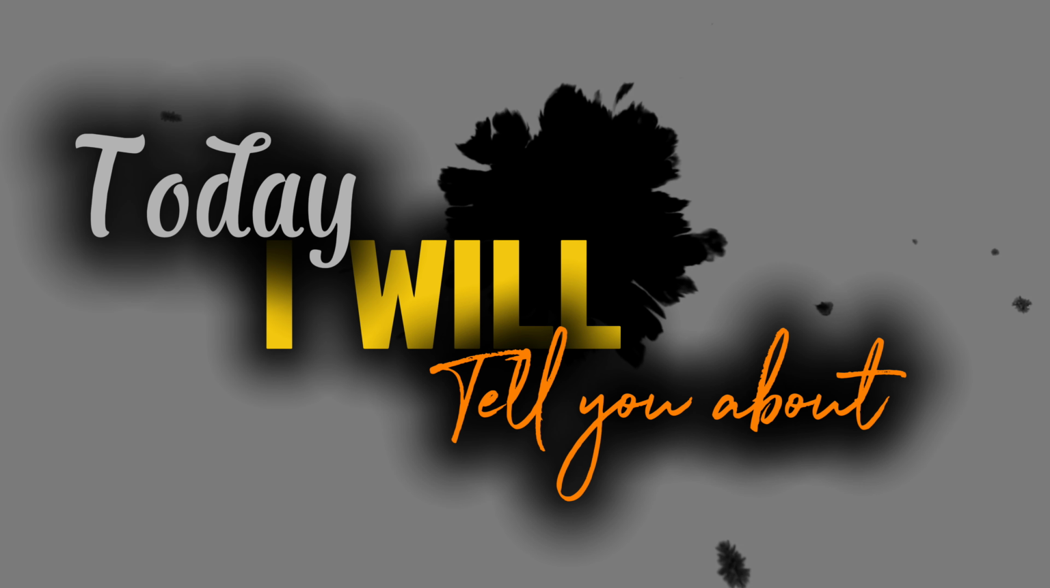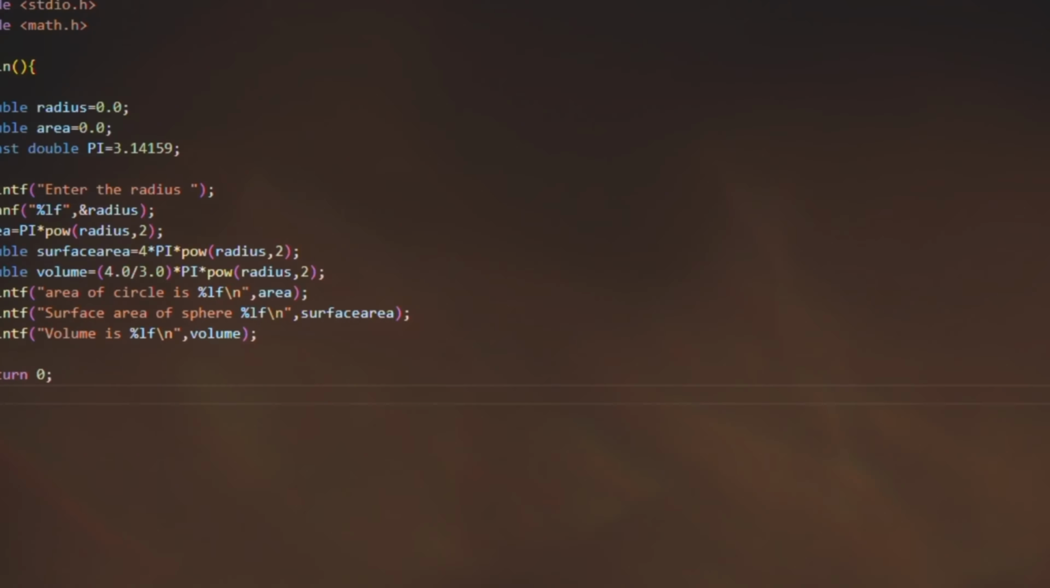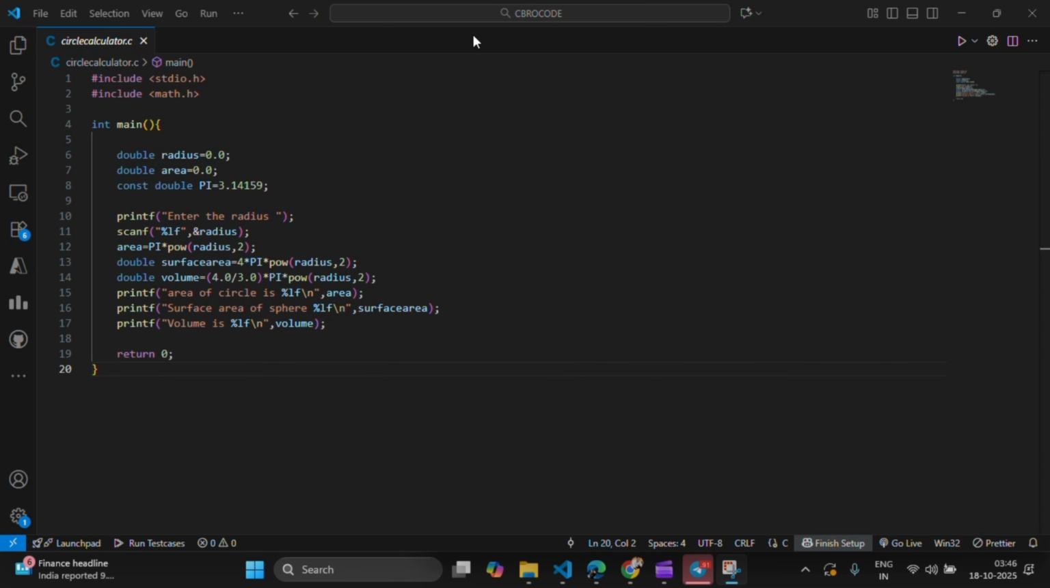So today I will tell you about math functions in C. Math functions in C are performed by using a C standard library called math.h. Here you can see I included the math.h C library and I used it here. I am going to teach you math functions through a program.